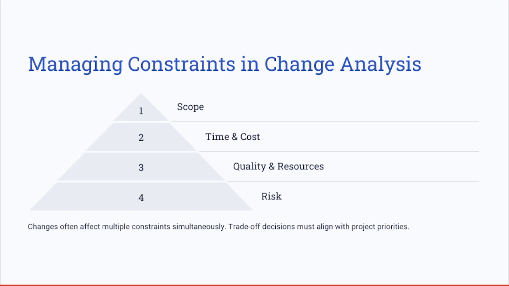You also need to consider that trade-off decisions must be aligned with the project priorities. Project managers must balance the project constraints based on the business priorities and stakeholder expectations.